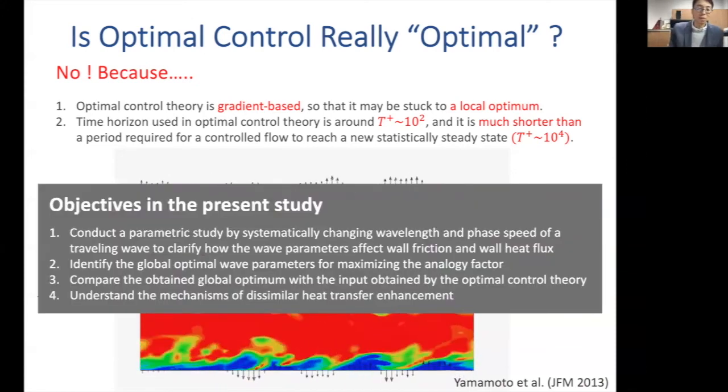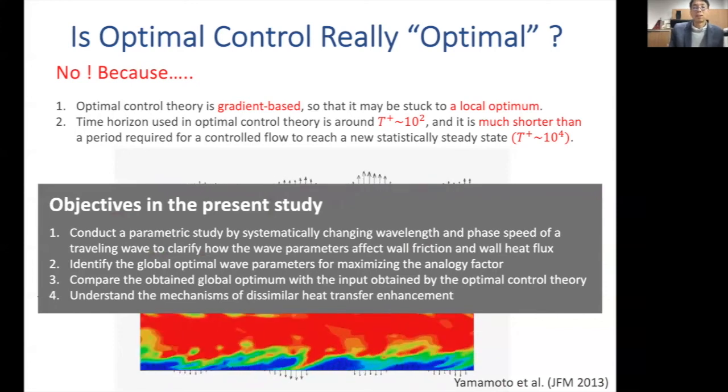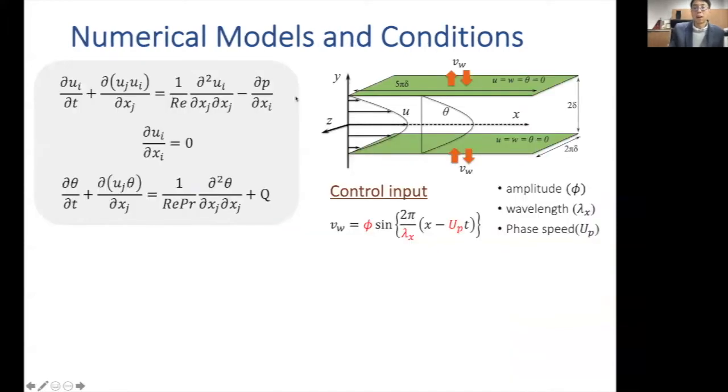So we did another parametric survey by systematically changing the wavelength and the phase speed of the traveling wave. In this case, for my control input, we assume a streamwise traveling wave. And there are 3 parameters: the amplitude, the wavelength, and the phase speed. In general, we keep the amplitude around 5% of the bulk mean velocity, which is also obtained in optimal control theory. And we mostly focus on the effect of the wavelength and phase speed.